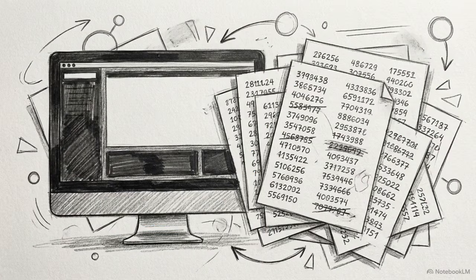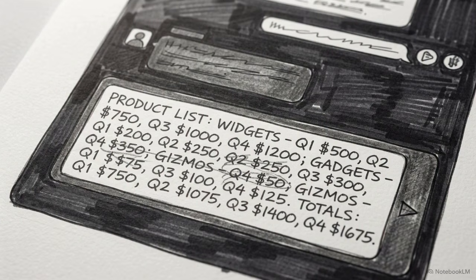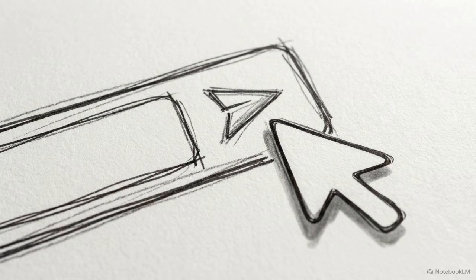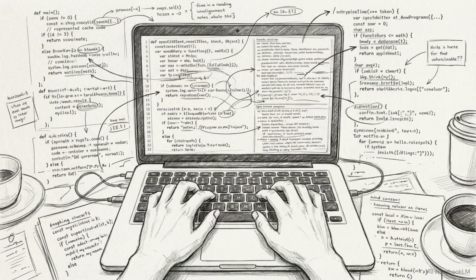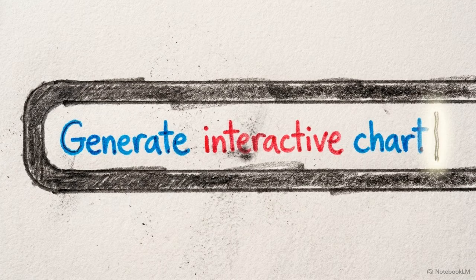Let's start with a blank chat and a mess of raw data. Imagine you have a plain text list of your business's sales figures for 2024, broken down by product and quarter. You simply paste that directly into Claude. To force the AI out of its standard text mode, you apply a specific trigger phrase. Instead of asking it to summarize the data, you instruct the AI to "show me" or "visualize" it.